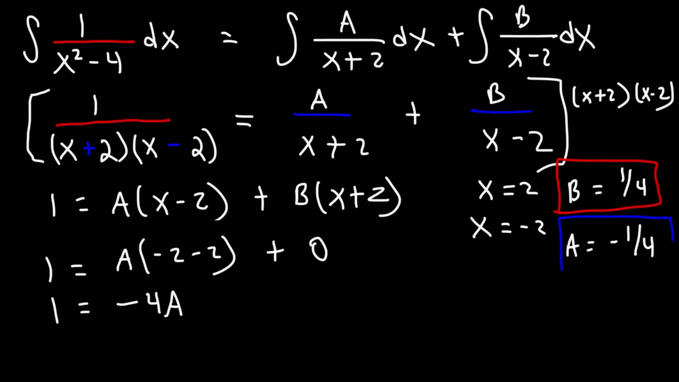So now we have the values of a and b. So going back to this expression, let's replace a with negative 1/4. And then let's replace b with positive 1/4.